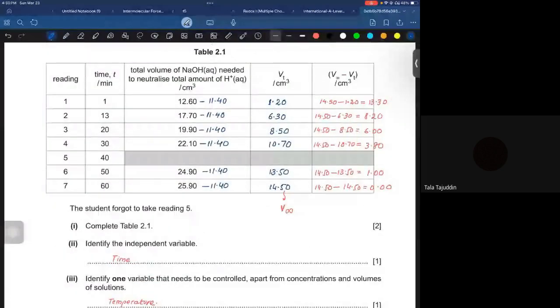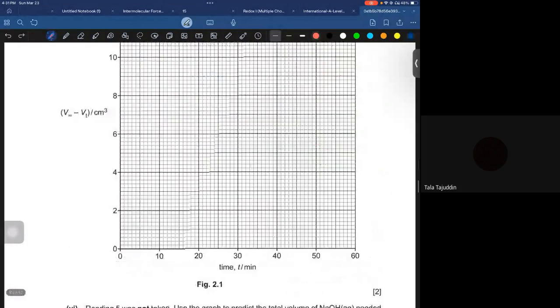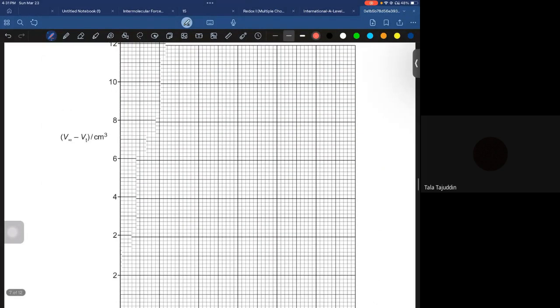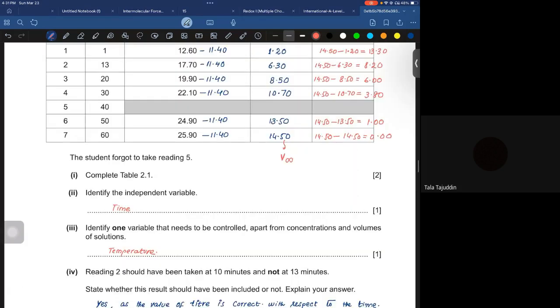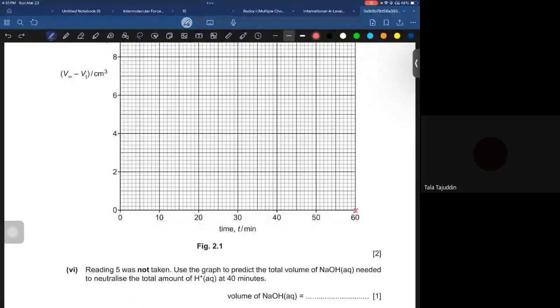So let's just start it from 0.00, and the time is 60. So I got the first value, that is this. Then they are saying at 50 minutes the value is 1. This is another value.